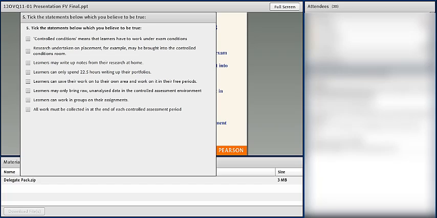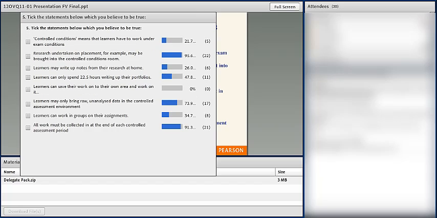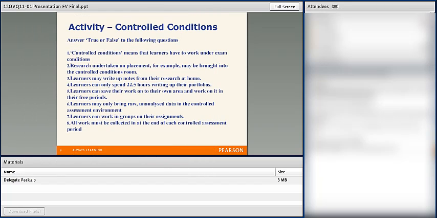Okay everyone, thank you. I think everybody has voted on that, and there are some interesting answers that have come up, so it's useful to go through what is actually meant by controlled conditions. So Renee, if you could just remove the poll so I can go back to the presentation. Thank you very much, just easier for me to see.